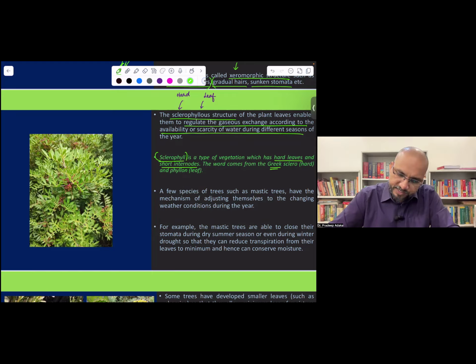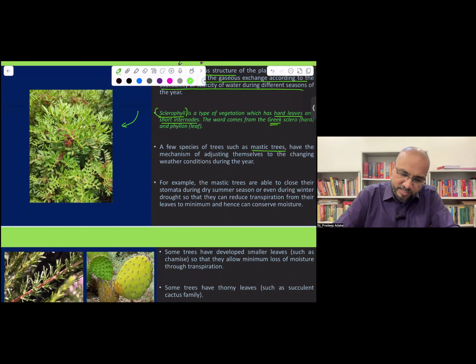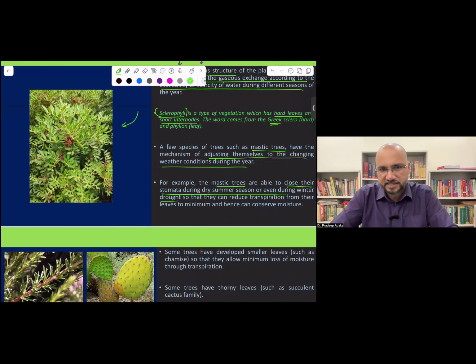Few tree species such as mastic trees, here it is, have a mechanism to adjust themselves to changing weather conditions during the year. During the summer months, they will close their stomata. Mastic trees are able to close their stomata during the dry summer season or even during the winter drought if there is less rainfall.